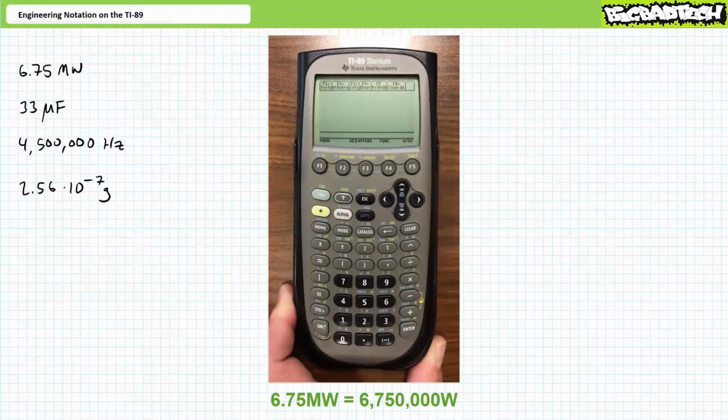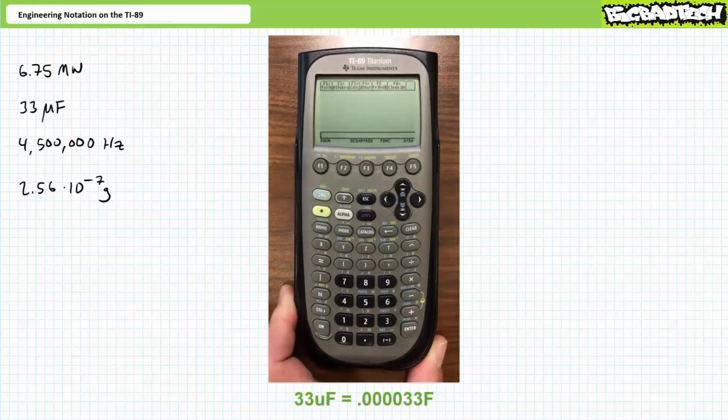6.75 megawatts is 6.75 times 10 raised to the 6. Enter this as 6.75 EE6. Again, the calculator returns 6.75 E6. Same results with less keystrokes. That's the point of engineering notation. It makes unusually large and unusually small numbers less cumbersome and easier to manipulate.